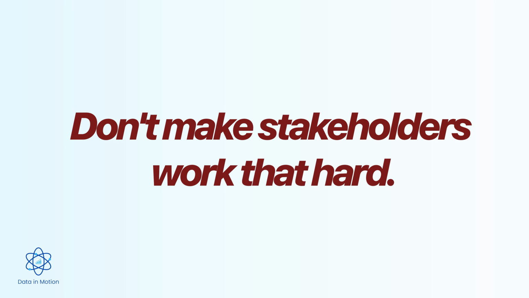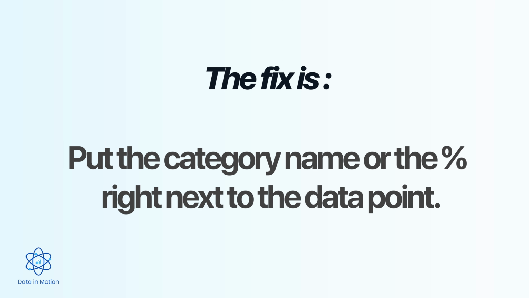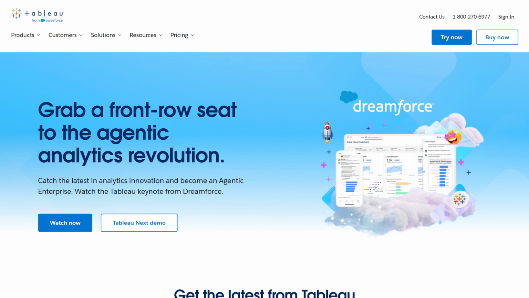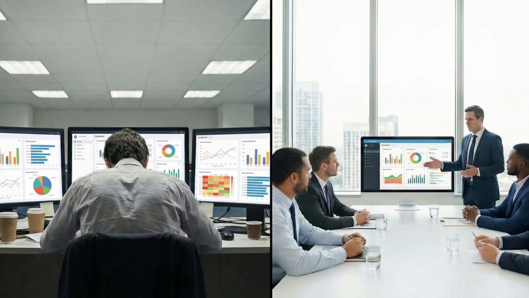So don't make stakeholders work that hard. They're busy. They have 10 other things competing for their attention. So the fix here is direct labeling. Put the category name or the percentages right next to the data point. No legend required, and information delivered instantly. This separates someone who knows tools from someone who thinks like a business leader. Anyone can drag and drop in Tableau, but few people design experiences that guide decisions.